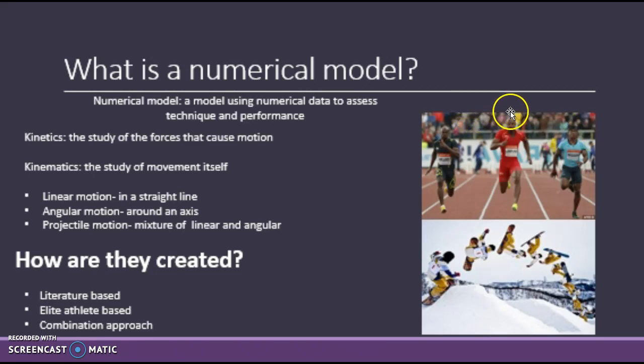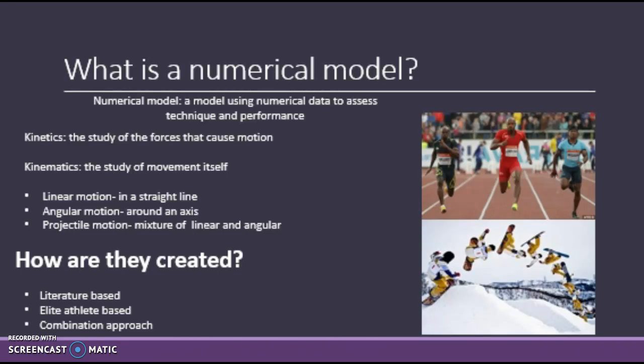This means that linear motion involves an object moving in a straight line from one point to the other, whereas angular motion is the motion of an object or body about a fixed point or axis. Also, projectile motion is a mixture of both linear and angular motion. For example, if you bring the ball up the court in a basketball game and change direction to get past the defender.